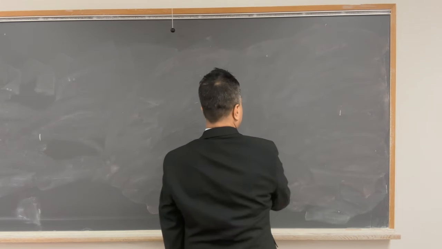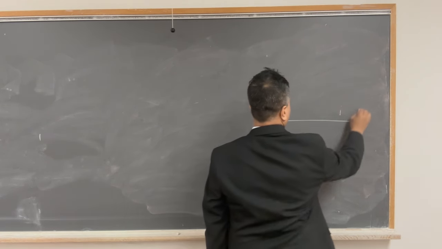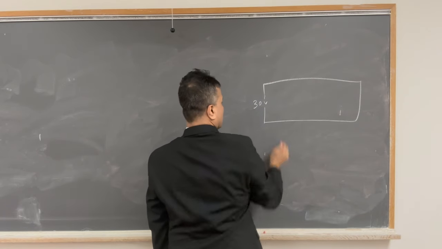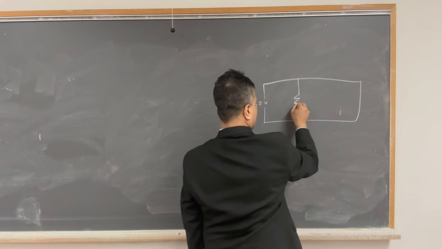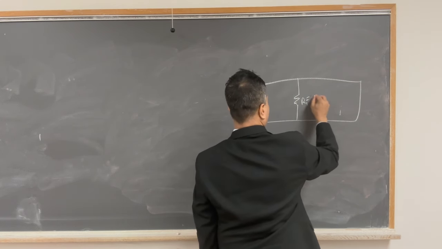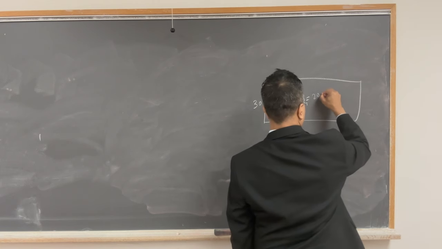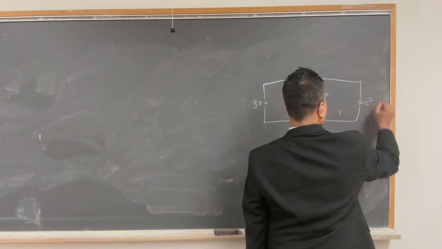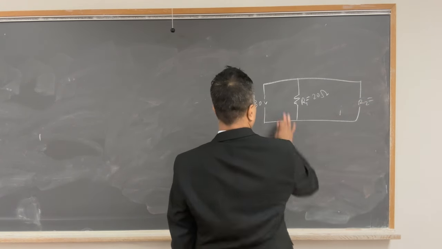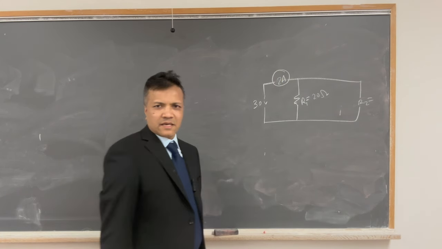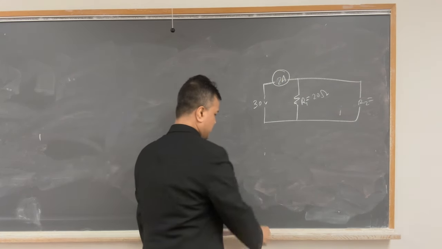Let's give you a similar problem. I'm going to give you 30 volts. I'm going to give you 2 bulbs. I'm going to call R1, and let's say R1 is 20 ohms. R2, I'm not going to give you anything. And I'm also going to tell you this 2 amps current. Okay, the current is 2 amps.